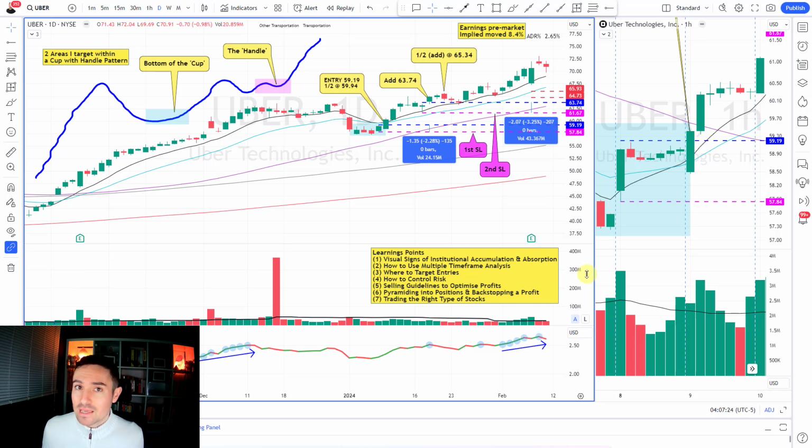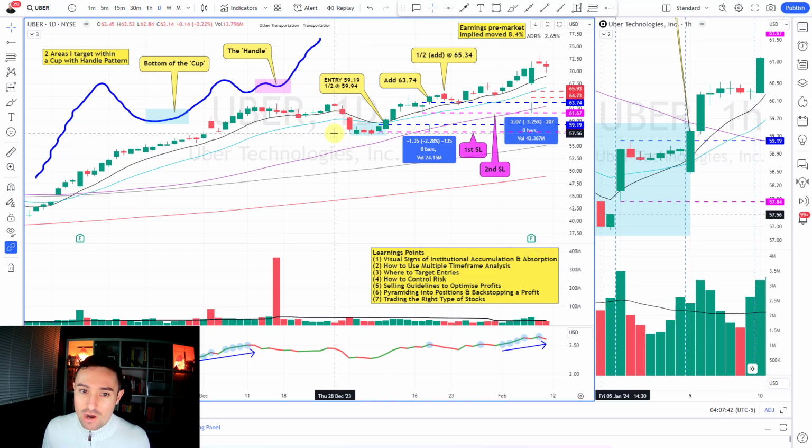Does it happen around a key moving average? Does it happen when the stock is, say, extended from the 10-day EMA? Where you're seeing it, and what is happening, is going to be really, really important. So we're going to work through visual signs of institutional accumulation and absorption, and that's going to tie in nicely with point number 2, how to use multiple time frame analysis.